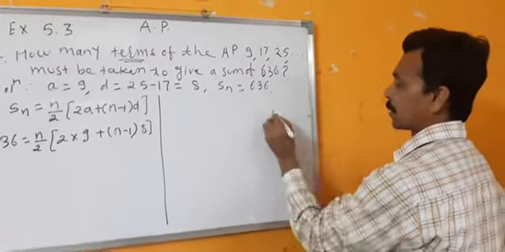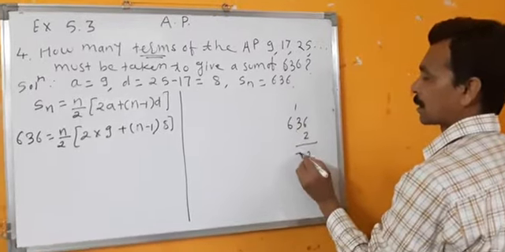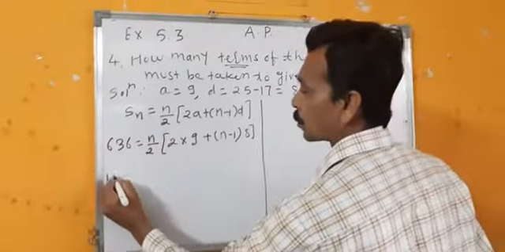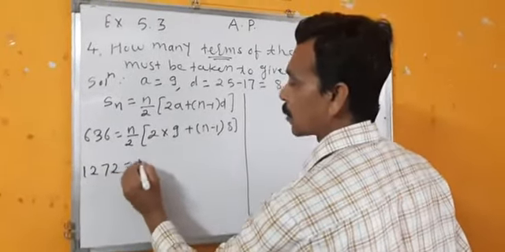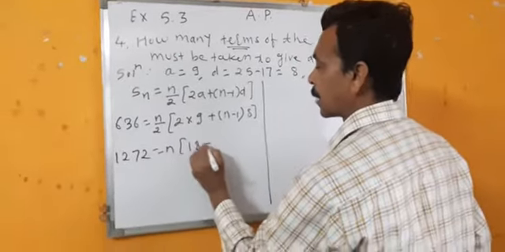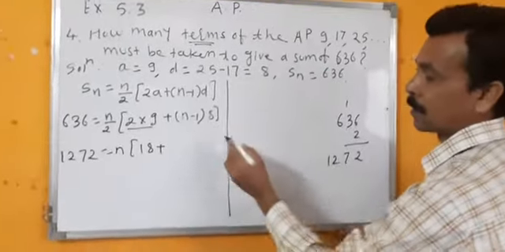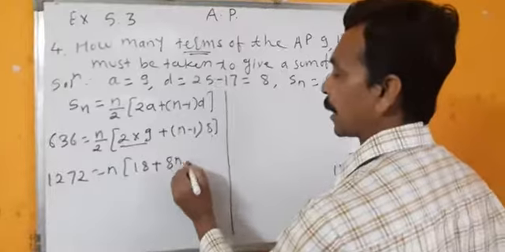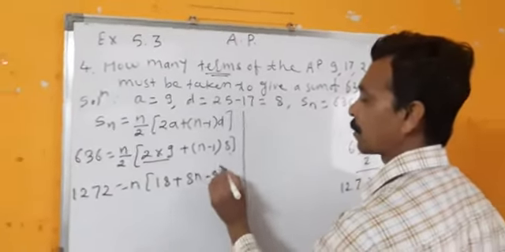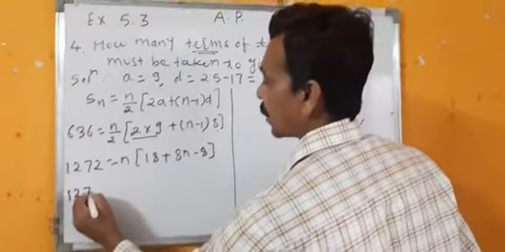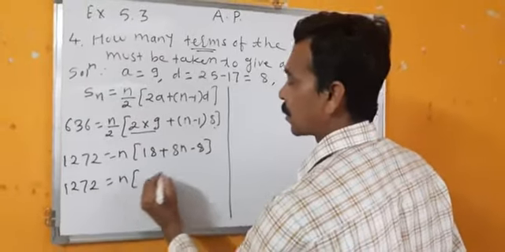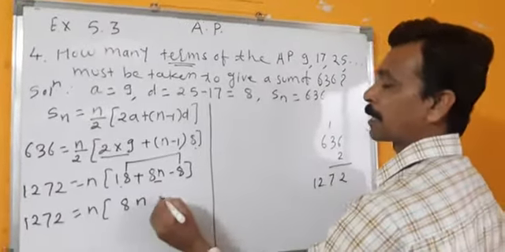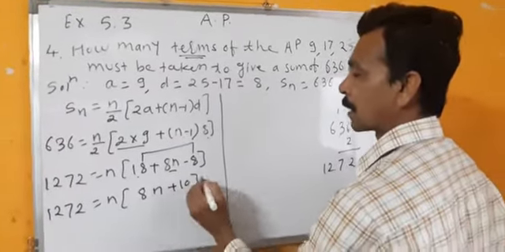2 sixes are 12, 2 threes are 6, 7. So 1272 is equal to n into 18, since 9 twos are 18. Then multiply this 8 with the bracket: 8 into n, 8n; 8 into minus 1, minus 8. So 1272 is equal to n into 8n, and 18 minus 8 is plus 10.